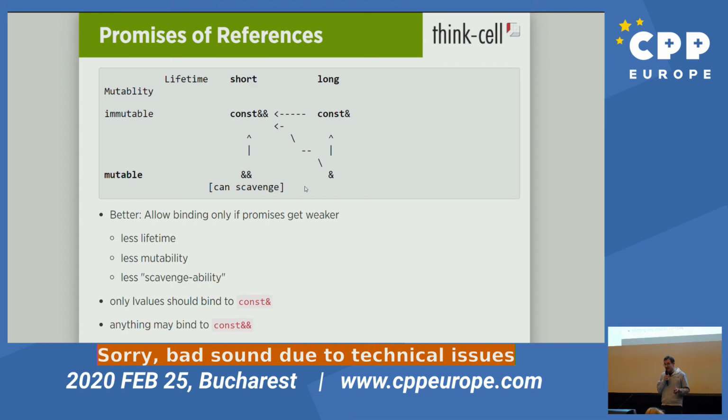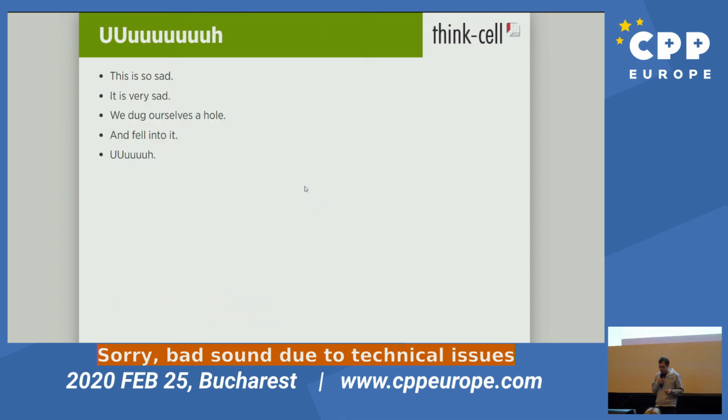And this ugly duckling that no one really knows what to do with, the const ref, that's suddenly our weakest reference. That's the reference that anything can bind to because it doesn't make any particular promises. So, yeah, it's so sad. It's so sad. C++ is broken.